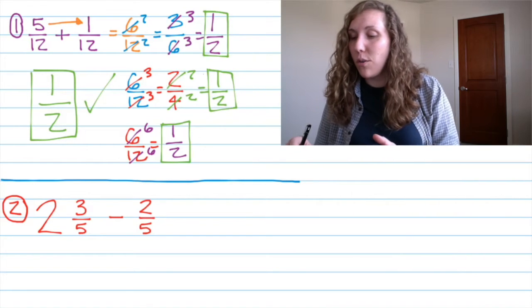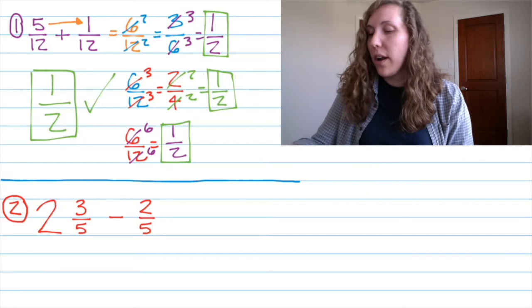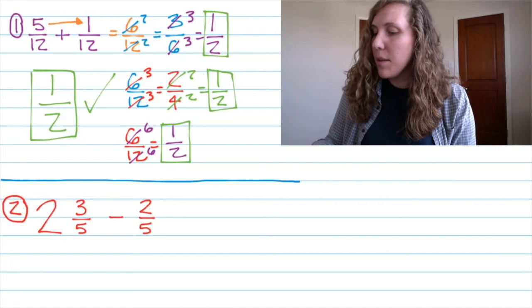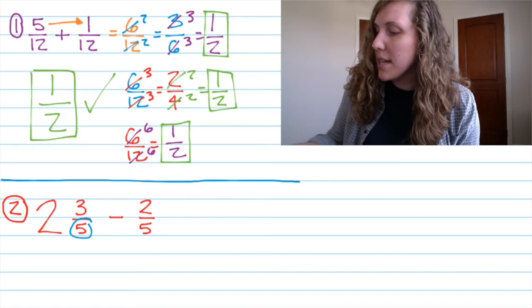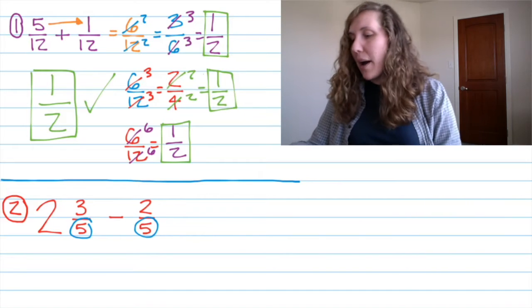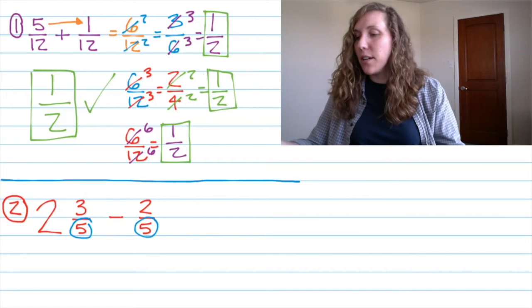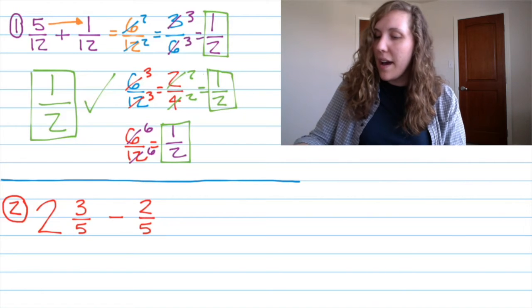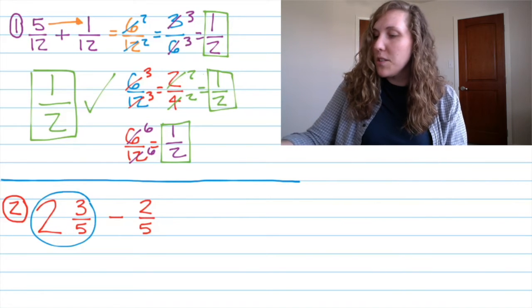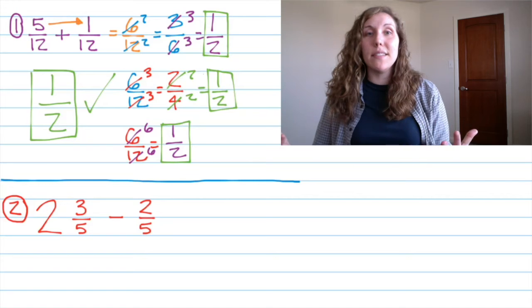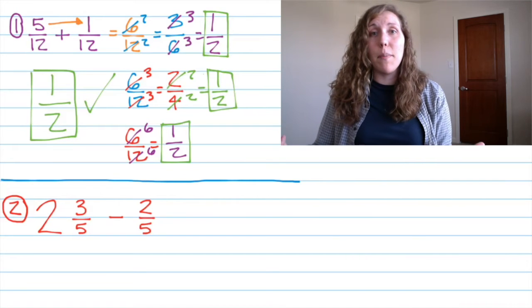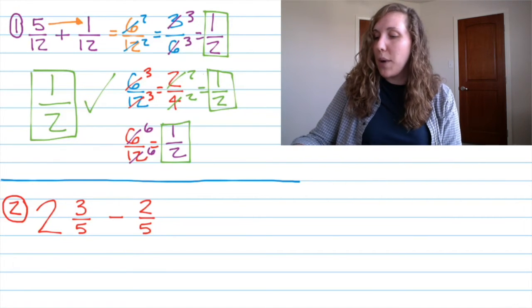Okay, so now we're going to look at number 2, where we have the same as before. We have the same denominator here, 5 on the bottom, and we're adding or subtracting, great. But the difference is we have this mixed number. We have this big 2 next to it, and we cannot continue to add or subtract if we have a mixed number. First, we have to convert it to an improper fraction.